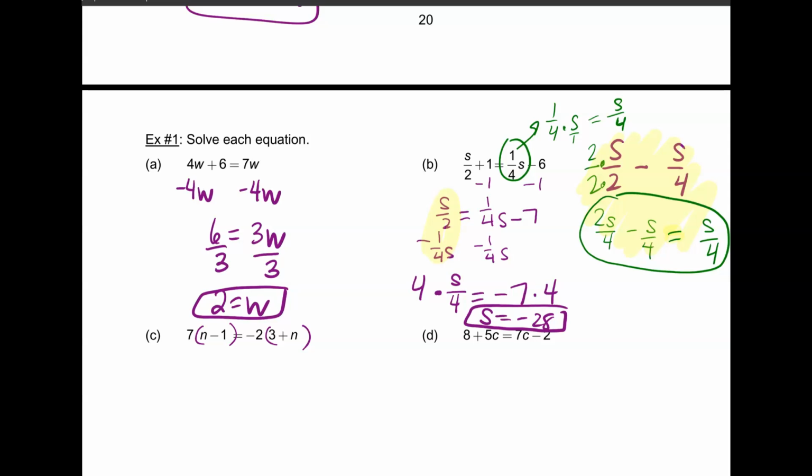Yeah, so this one's definitely harder than D. C, once you distribute, it's much easier. Do you need a problem like this? B? Yeah. No, it'd be more of like a test question because you need more practice with the fractions.